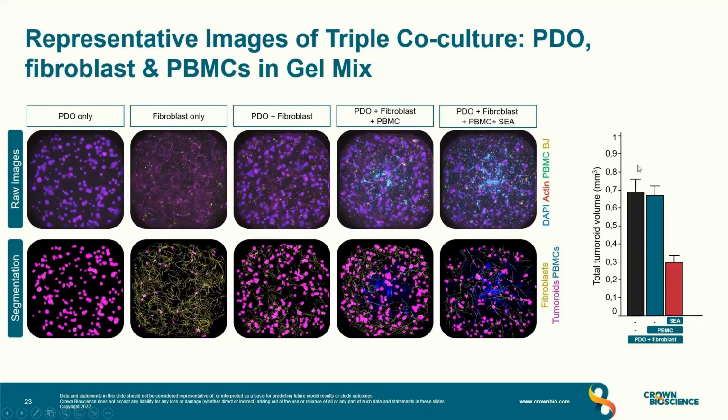On the right side, you can see a quantification of tumoroid killing in response to SEA. If you have no PBMCs or SEA, or we add naive PBMCs on top of that, we don't see much killing. But if you have superantigen present in these cultures, you can see very effective killing in these setups. And then I want to wrap up.